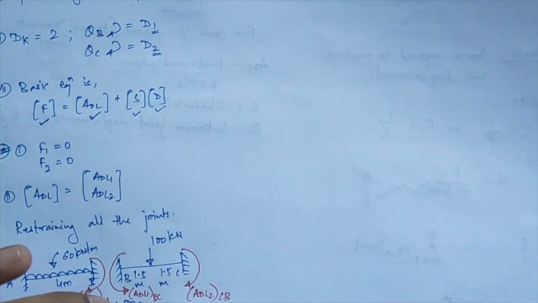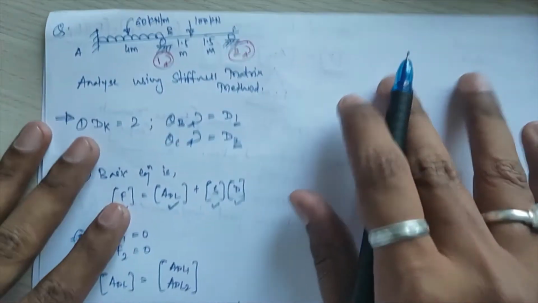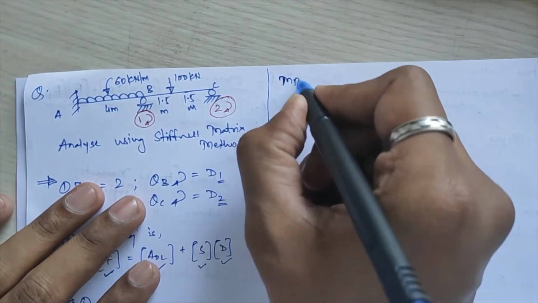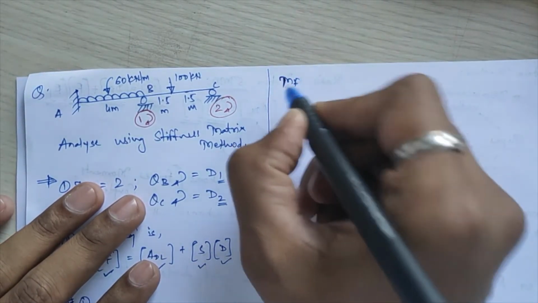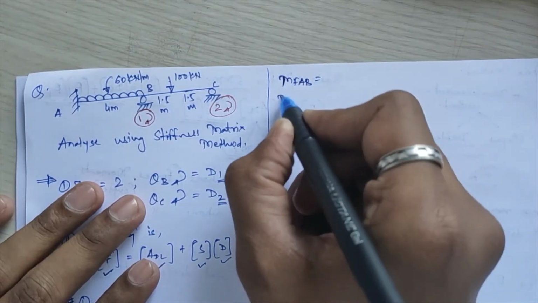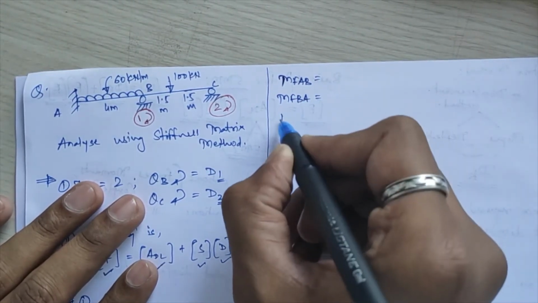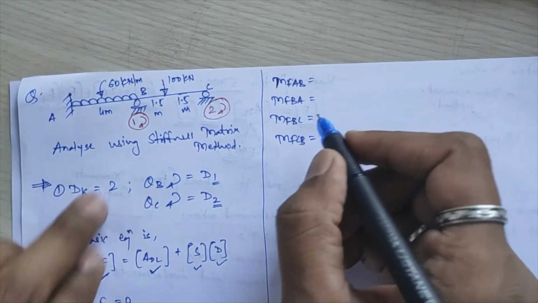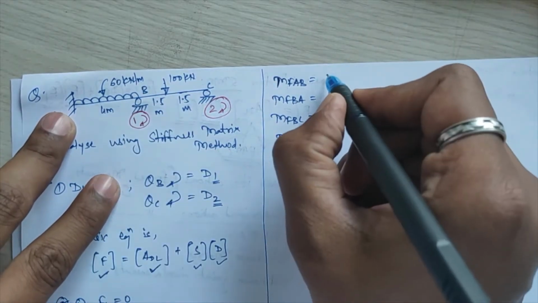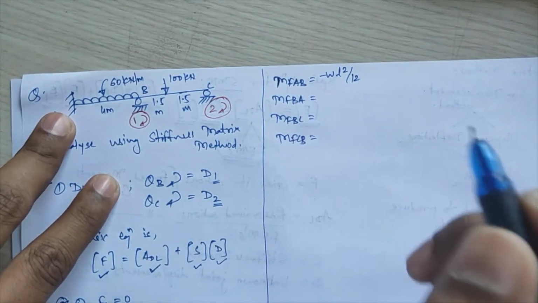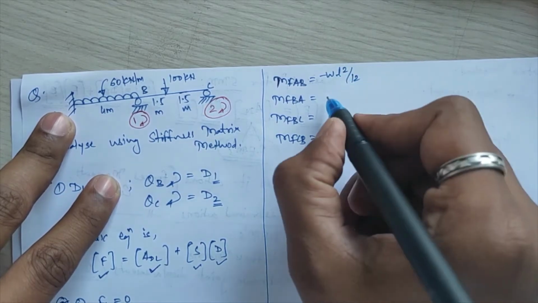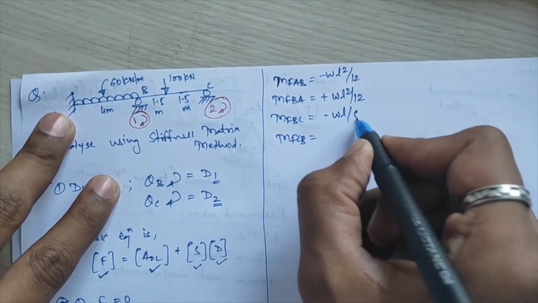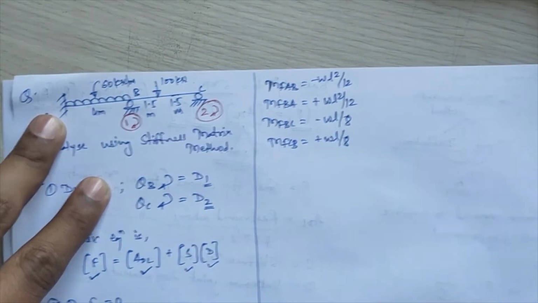So I'll calculate all the fixed end moments here. First, the fixed end moments I'll have are MFAB, next MFBA, MFBC, and last MFCB. From the loadings, a UDL is given on AB, so the fixed end moment will be WL square by 12, but the restoring moment will be anti-clockwise, so it will come negative. Here it will be plus WL square by 12, this will come minus WL by 8, and this will again be plus WL by 8.